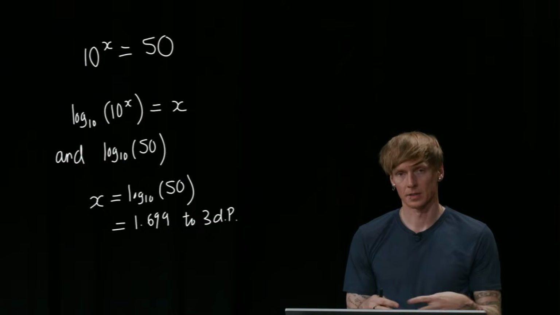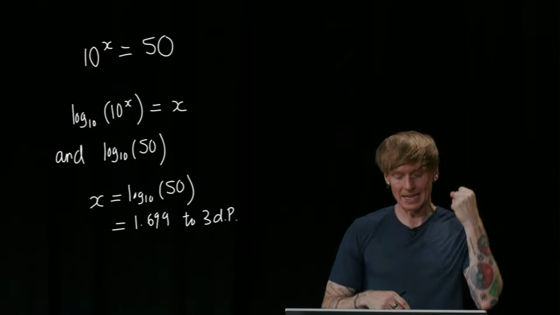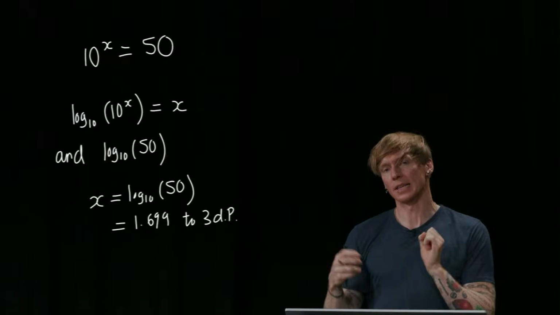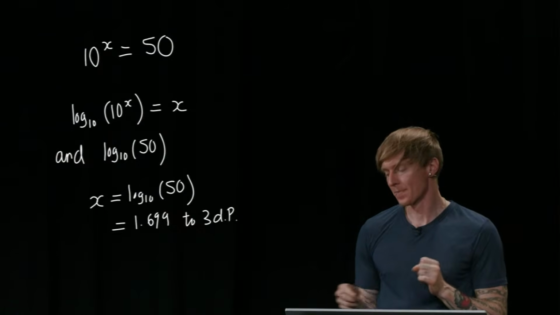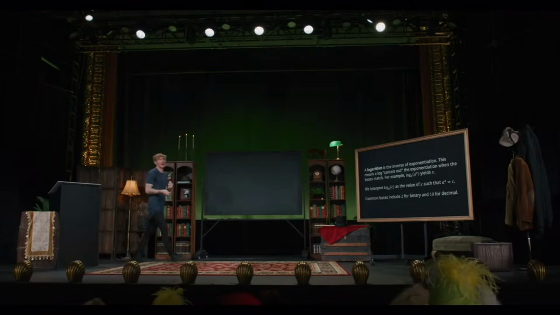So this gives us 1.699 to 3 decimal places. So that gives us the solution, the value of x, or the power of 10, that gives us the number 50. So now let's go back over to the screen and look at some of the rules or the laws of logs.